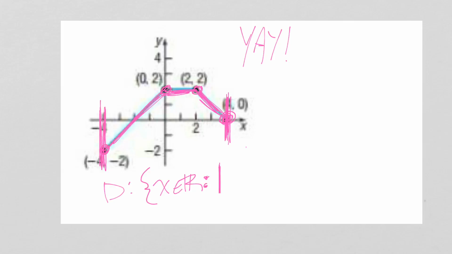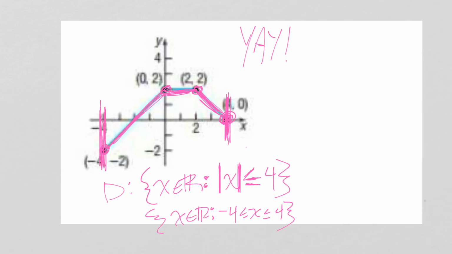So I could be fancy and say that the absolute value of x is less than or equal to 4. And remember what that means. What that means is x in R such that -4 is less than or equal to x is less than or equal to +4. Those mean the same thing. You're just drinking a cup of tea if you use the absolute value. You fancy.